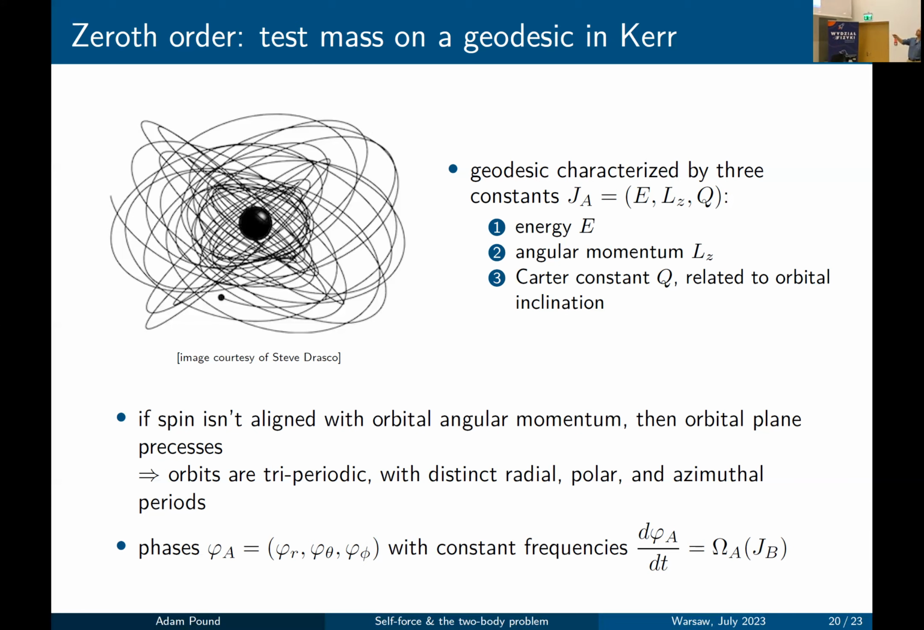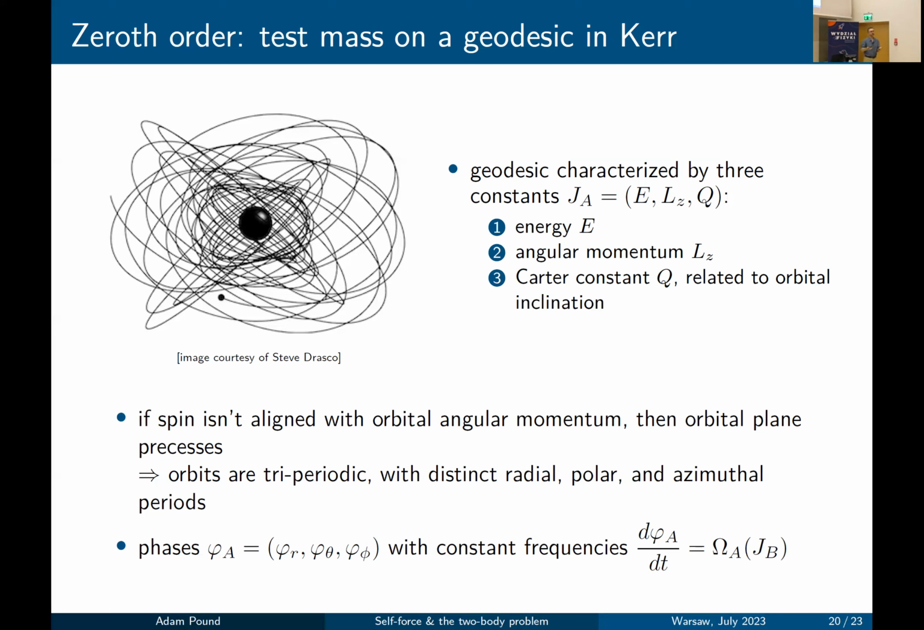So a geodesic in Kerr has 3 constants of motion: the orbital energy, coming from the time-like killing vector of the Kerr metric, the azimuthal angular momentum. So this is angular momentum around the vertical axis in this image, and that's coming from the axially symmetric killing vector. Then there's this kind of hidden constant called the Carter constant, and that is related to orbital inclination.